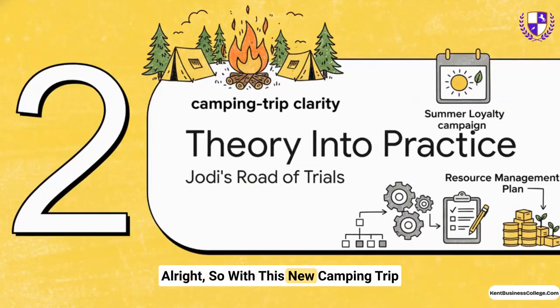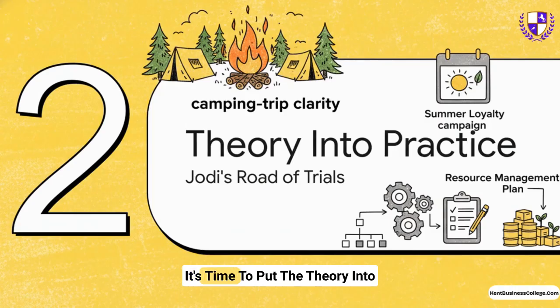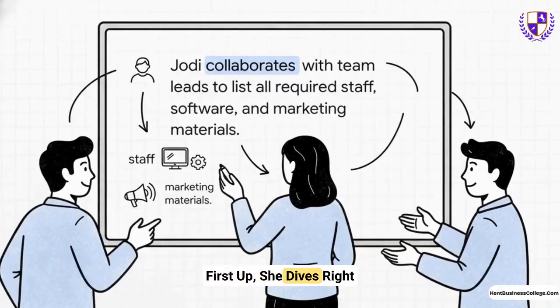All right, so with this new camping trip clarity, Jody is feeling pumped. She's ready to get her hands dirty on the summer loyalty campaign. It's time to put the theory into practice and start supporting a real-deal resource management plan. First up, she dives right into the identify stage. And this is so important.